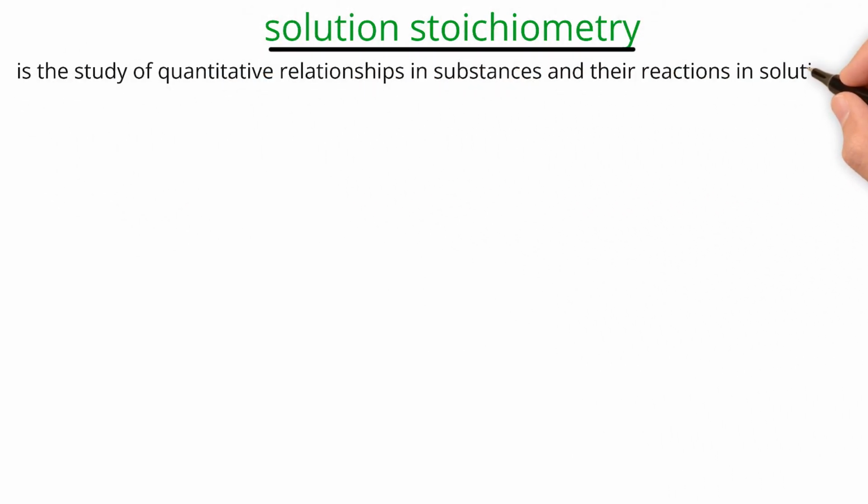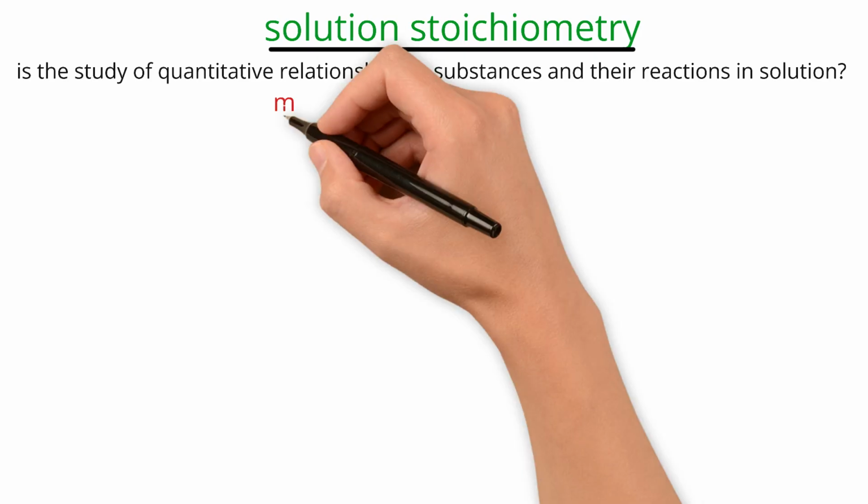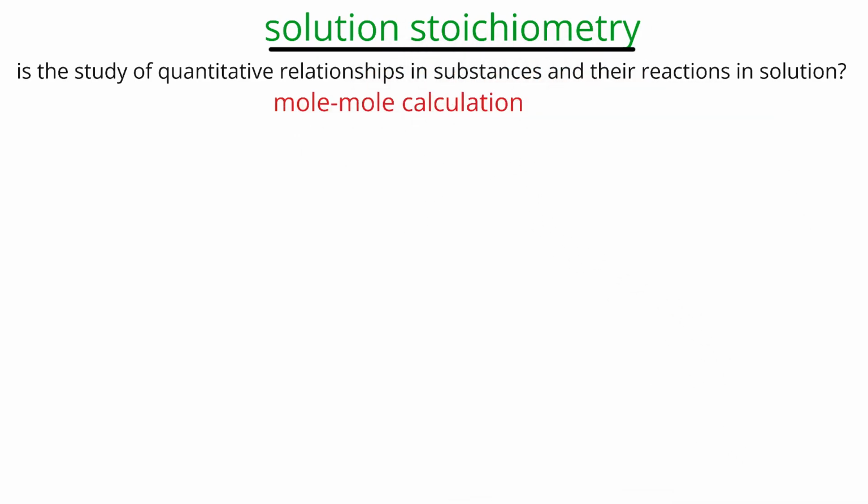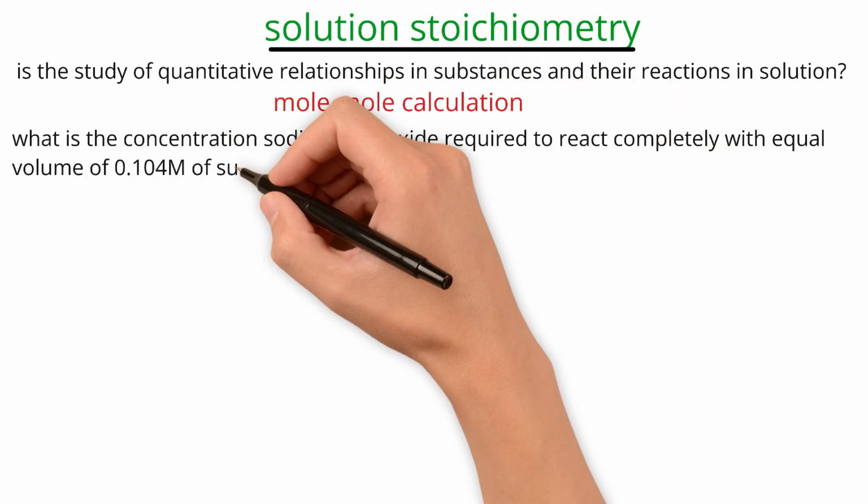Solution stoichiometry is the study of quantitative relationships in a substance and the relations in a solution. It deals with numerical relationships between reactants, or between reactant and product, and the relations in a solution.